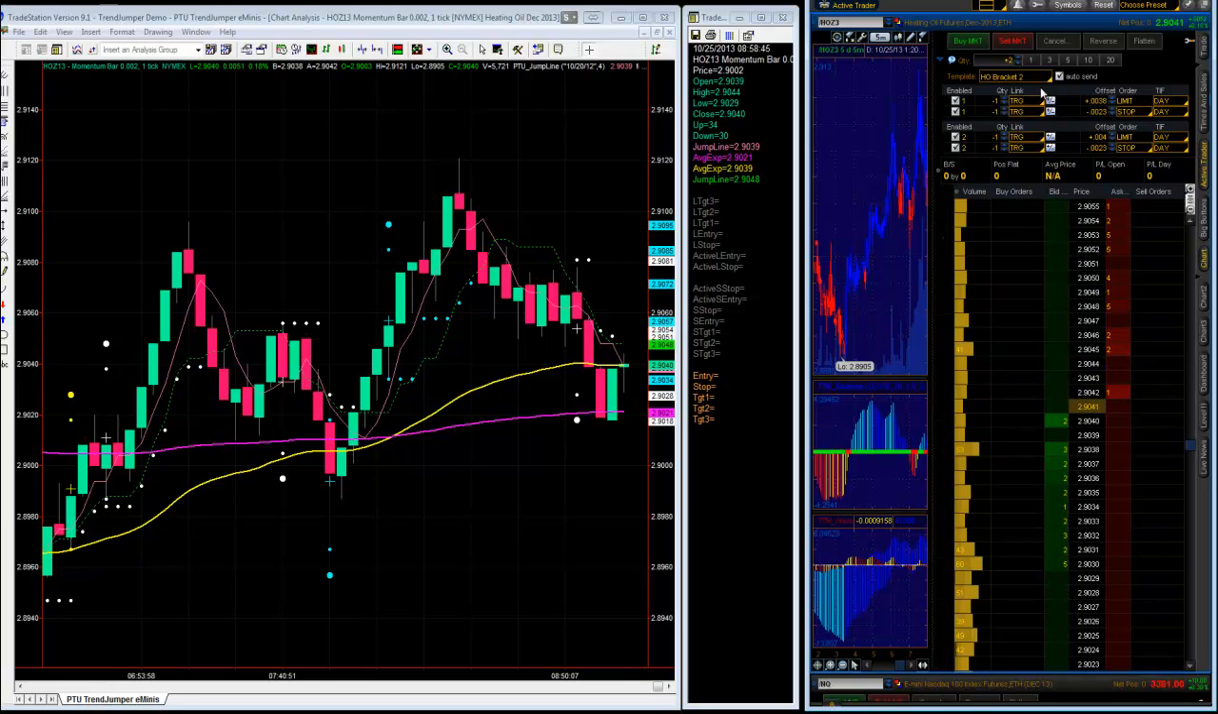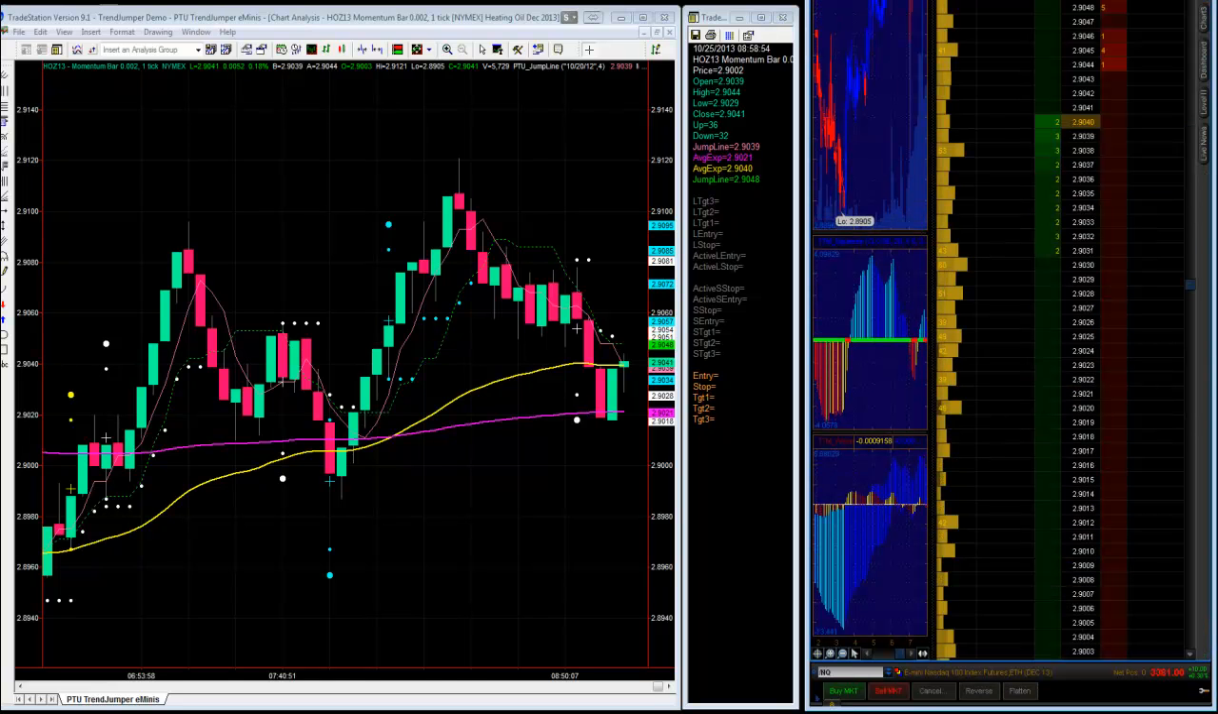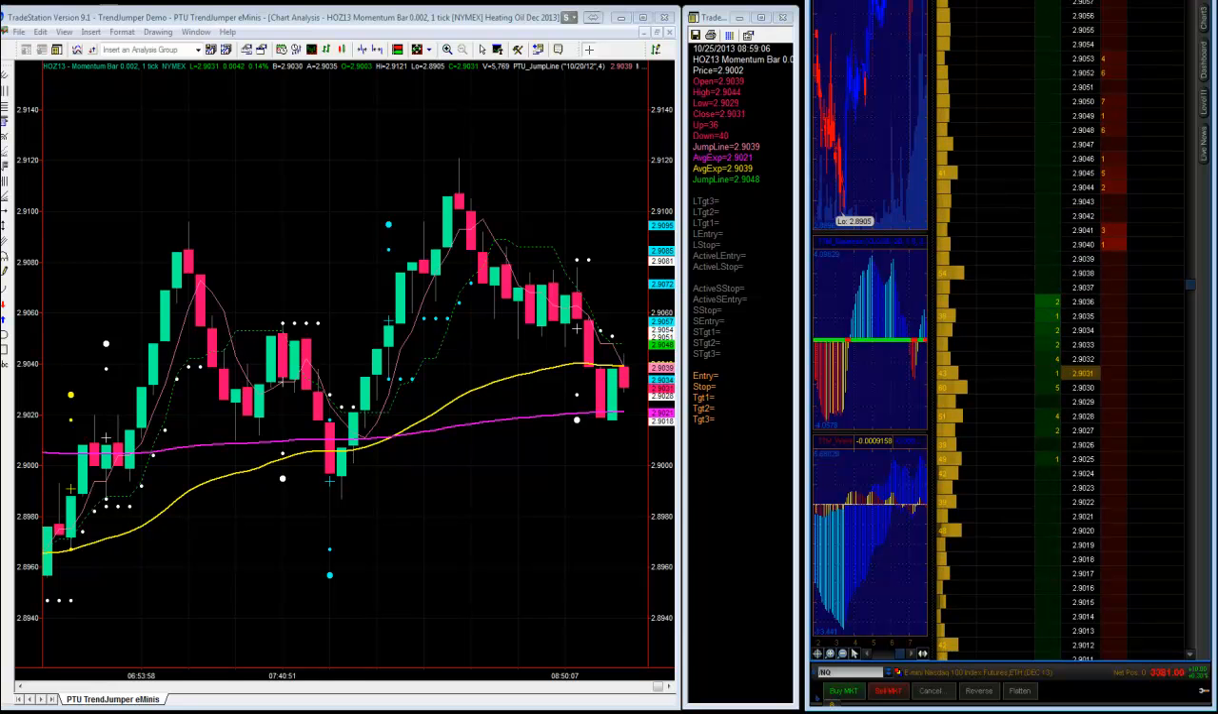One thing I like to do with heating oil is stretch my matrix across a vertical monitor so that I have more space on my price ladder. So I'm going to go ahead and stretch it up a little bit here onto my second monitor that's sitting above this one. And our first setup comes at 9 a.m. and it's almost 9 a.m. now, so I have to start looking for our first trade.